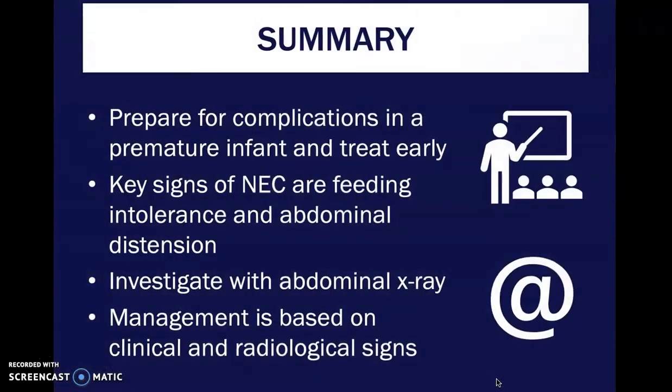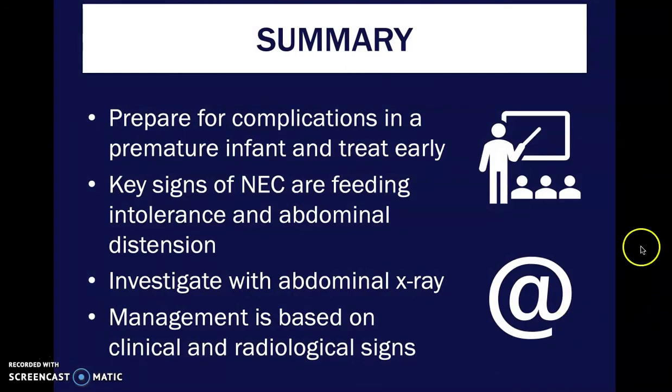Okay, so the summary: prepare for complications in a premature infant and treat early. Key signs of NEC are feeding intolerance and abdominal distension. Investigate with an abdominal x-ray, and management is based on clinical and radiological signs as per Bell's staging criteria.